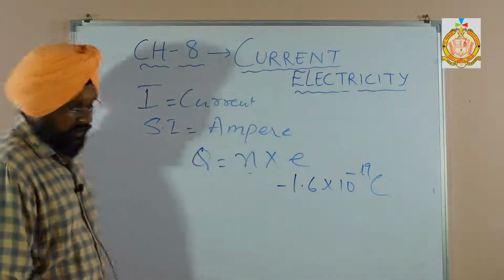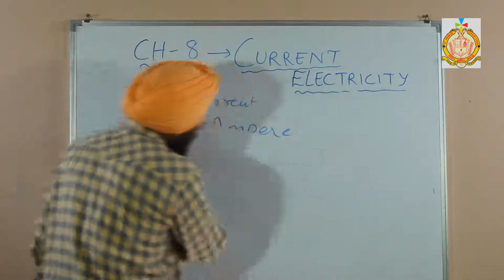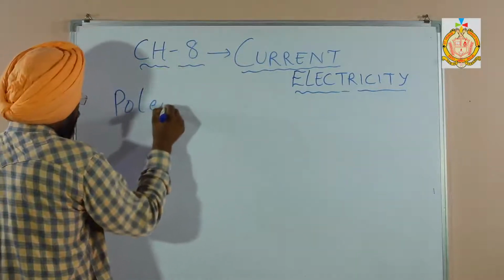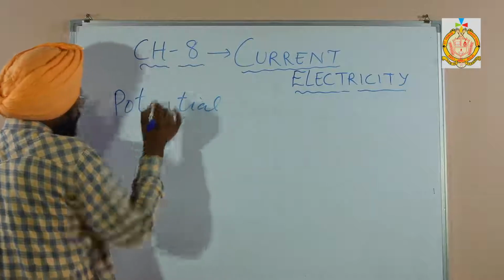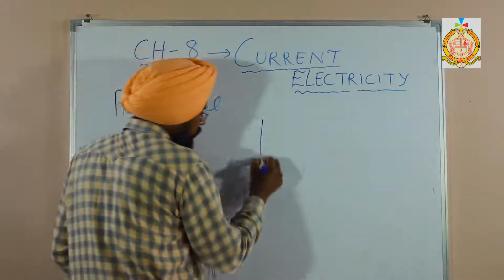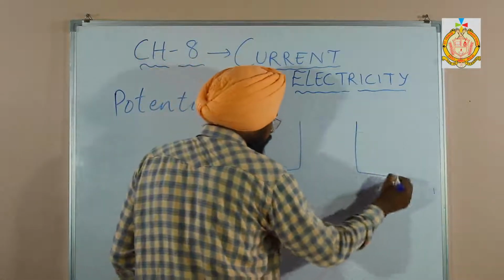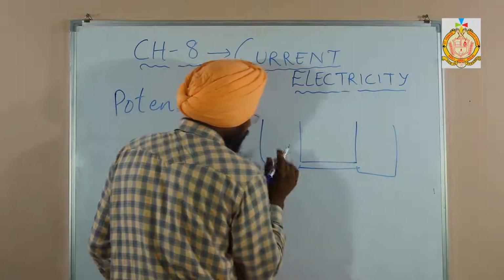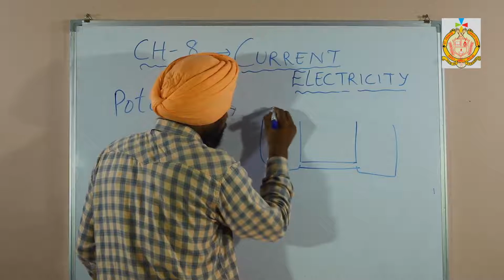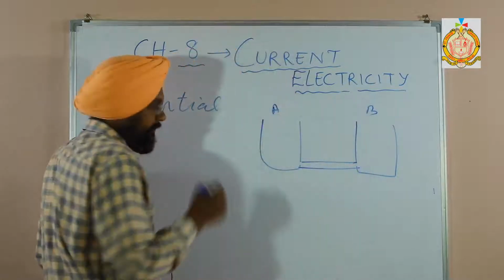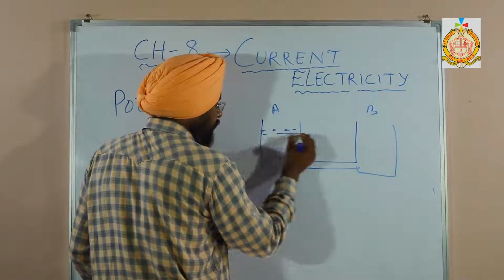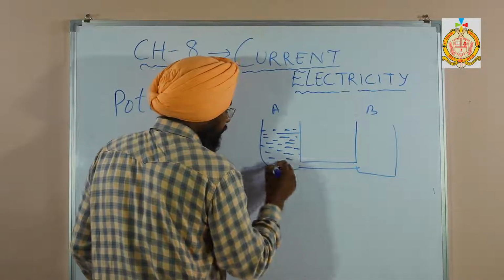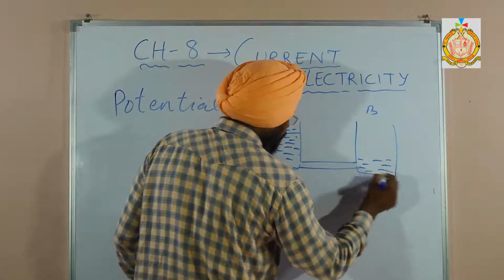So next we have potential difference. First of all, what is potential? Before starting the potential, let me explain one example. There are two buckets attached from the bottom with one pipe. This is bucket A and this is bucket B. Bucket A has the water level a little high, whereas bucket B has less.